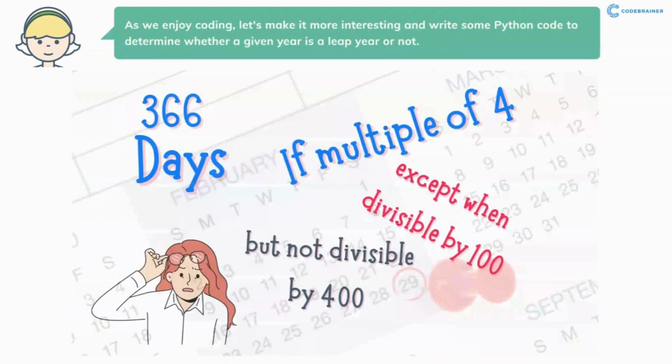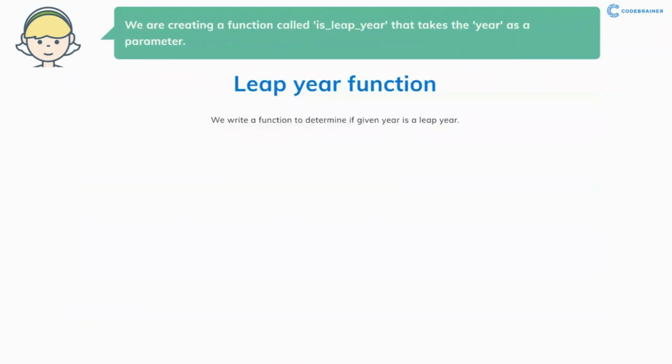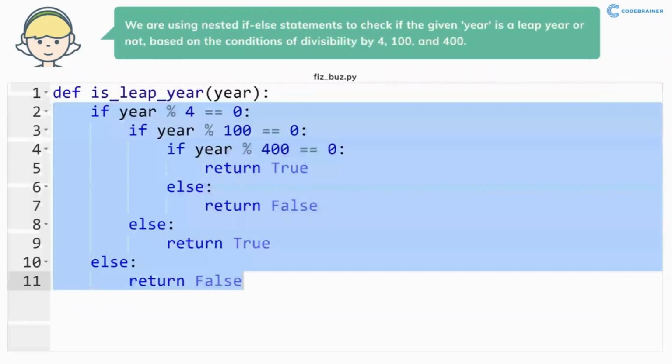As we enjoy coding, let's make it more interesting and write some Python code to determine whether a given year is a leap year or not. We are creating a function called is_leap_year that takes the year as a parameter. We are using nested if-else statements to check if the given year is a leap year or not, based on the conditions of divisibility by 4, 100, and 400.